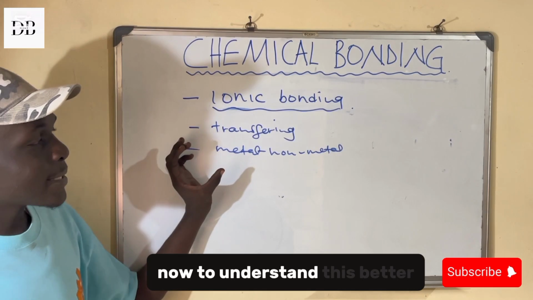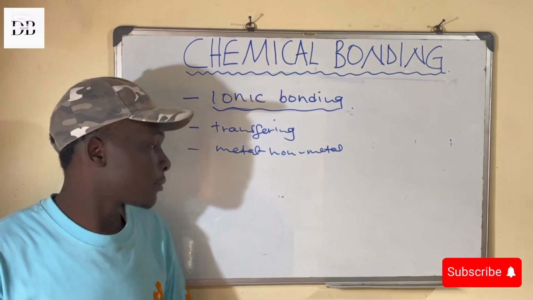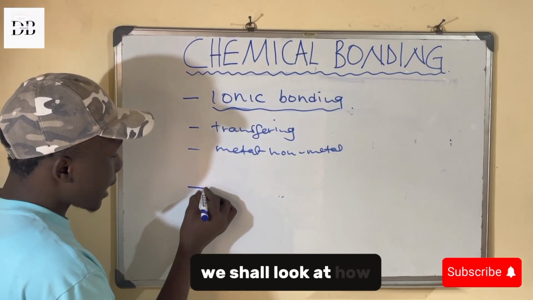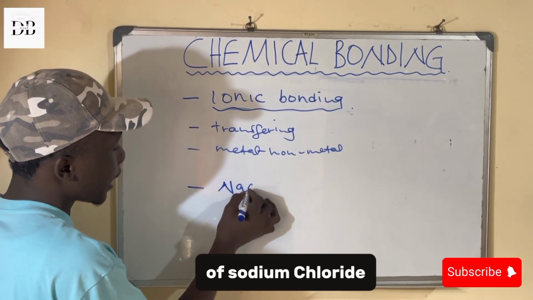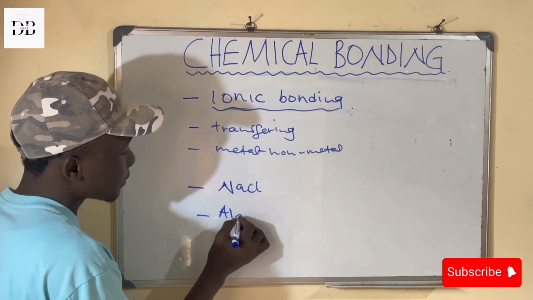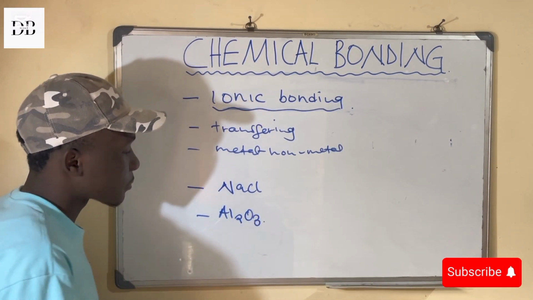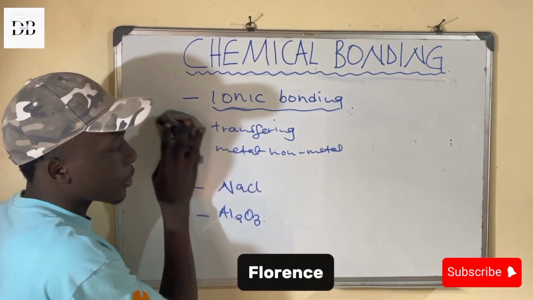Now, to understand this better, we shall look at 2 examples. We shall look at how we can write the formula of sodium chloride and aluminium oxide. Let us begin with sodium chloride.